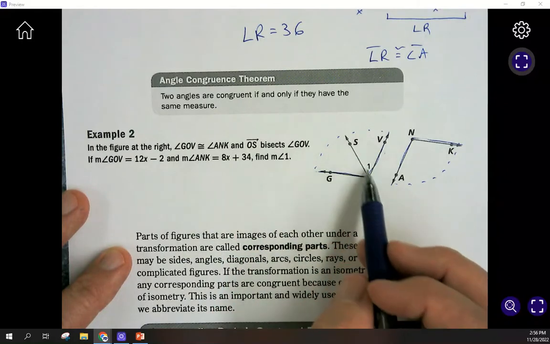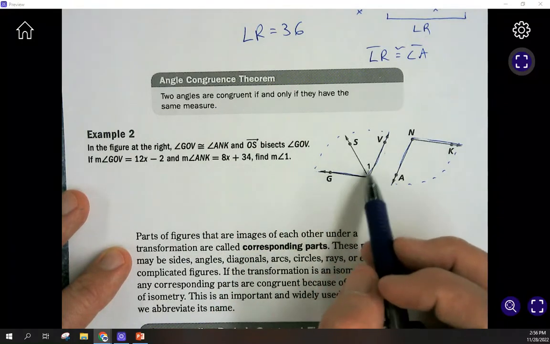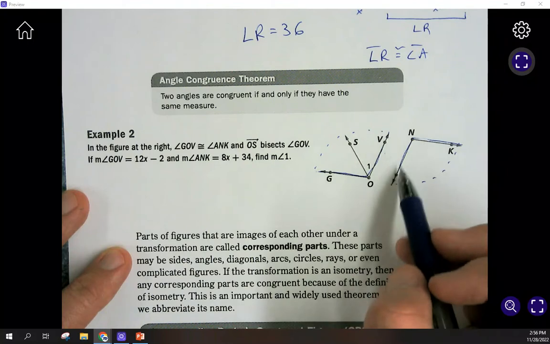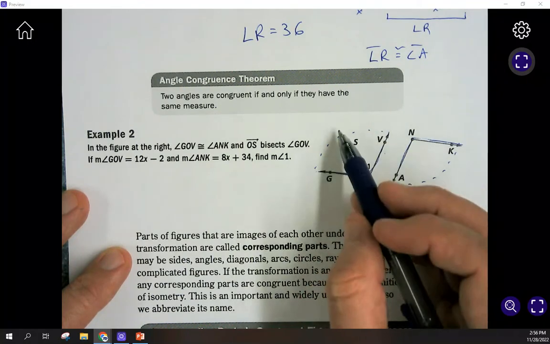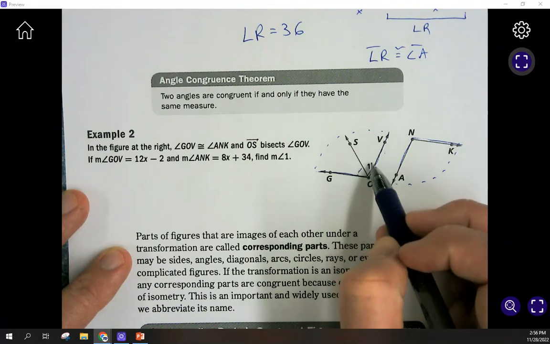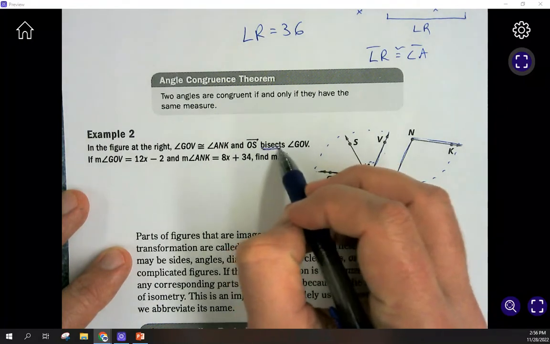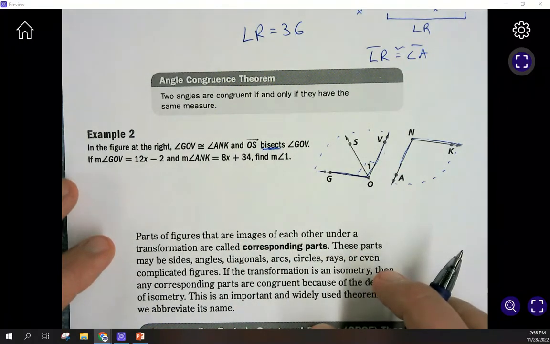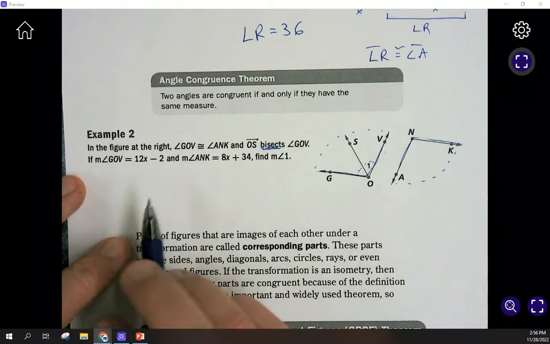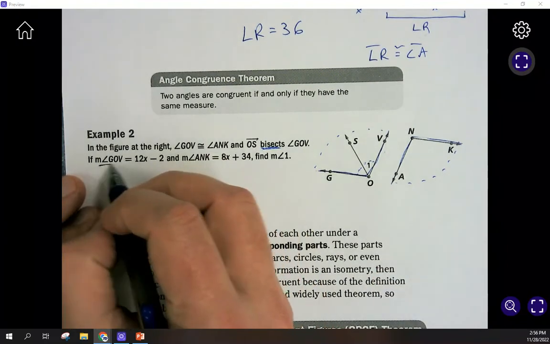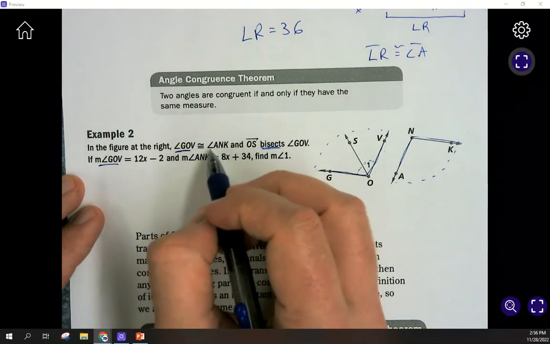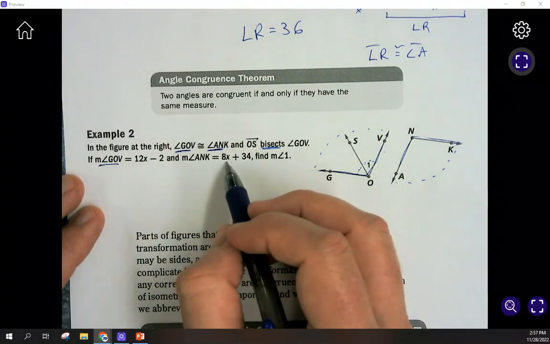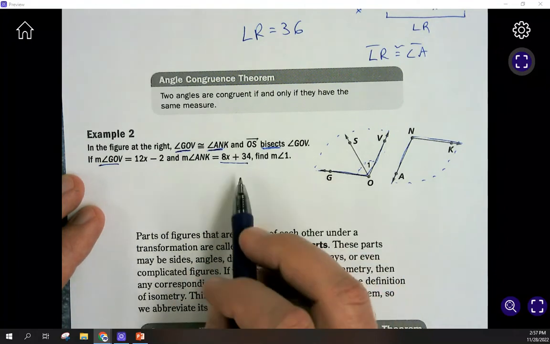And OS right here bisects GOV. So the big GOV and the big ANK are equal, and this angle over here is getting split into two equal pieces. We know bisects means cuts perfectly in half. Okay, so now they say GOV, which we were talking about up here, is this, and ANK, which we were talking about up here, is this.